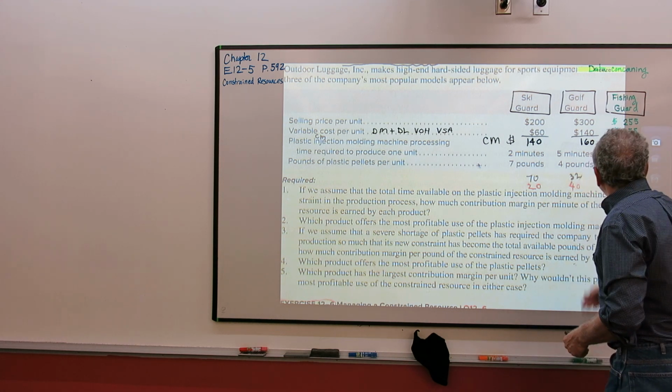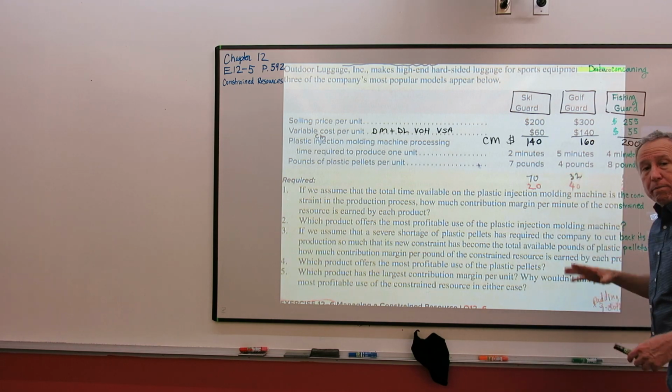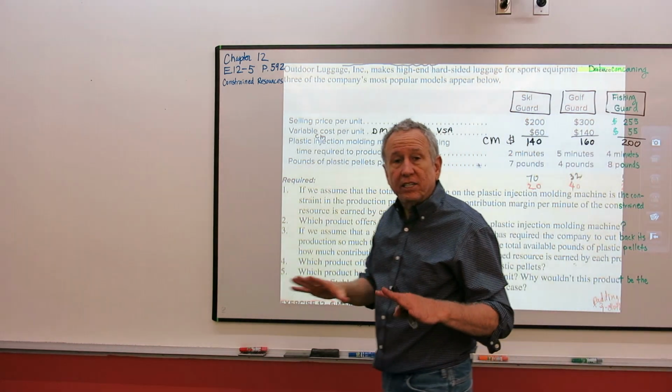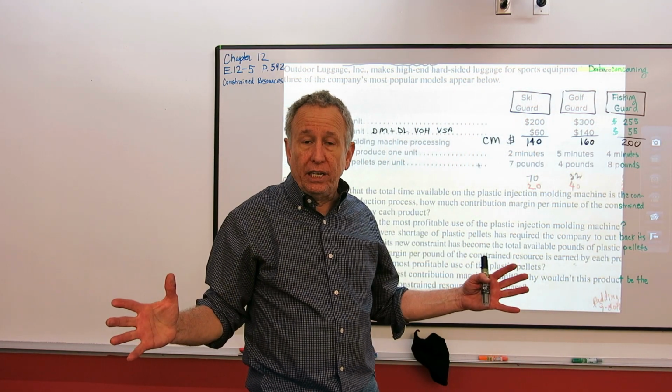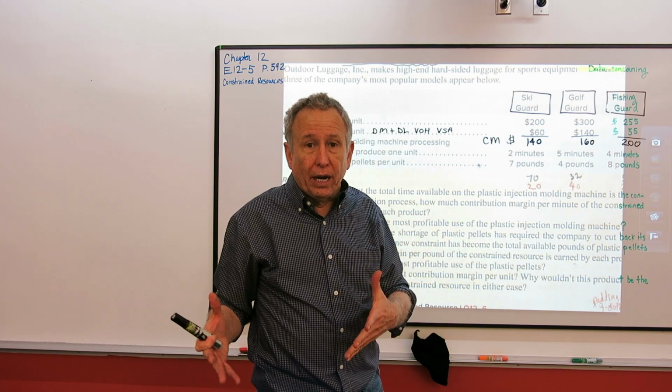Fishing guard is the best one to make. What's the second best one to make? The golf guard and then the ski guard. But that is relative to the fact that your plant has all the capacity it needs, and people are demanding, again, that they want all three products.